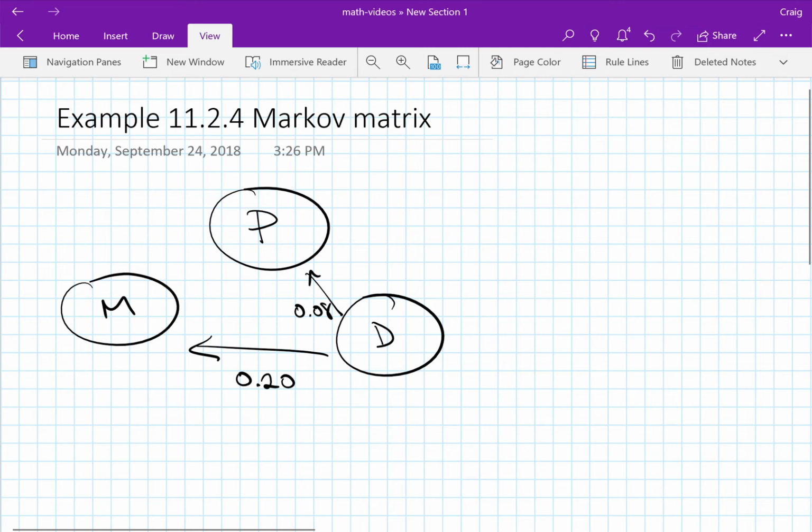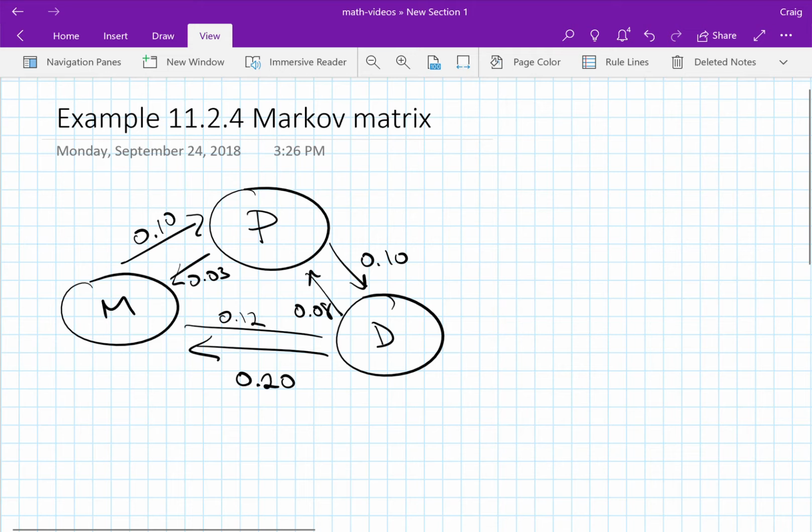And then we can look similarly at the people going from Maryland. Let's say that 10% of the population of Maryland goes to Pennsylvania, 12% goes to Delaware, and then the remaining 78% stays home. Then from Pennsylvania, we have, let's say, 3% go to Maryland, and 10% go to Delaware, with the remaining 87% staying home.